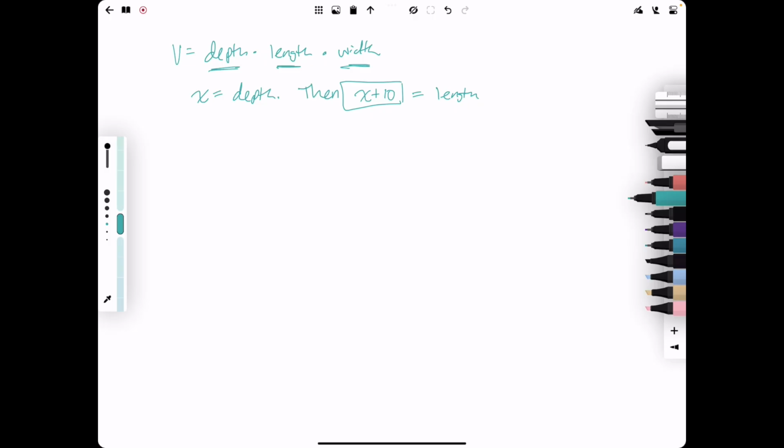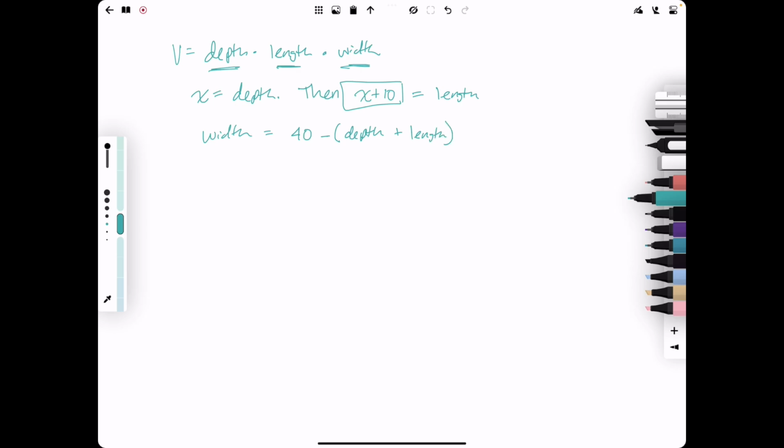And the width is a little bit more tricky. In the 40 problem, it would be 40 take away the length and the depth, because that's how you'd solve it. In words, it would be 40 take away the depth and the length, right?